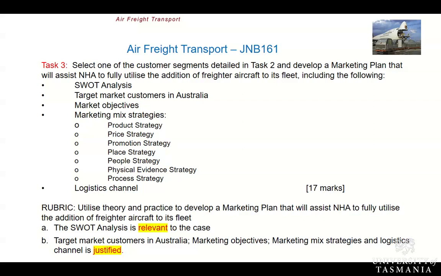So now, how am I going to mark this? This is just notionally, but it'll give you a sense of where you've got to focus your energies. Probably 3 or 4 marks for the SWOT, 1 mark for the target market, 1 mark for the marketing objectives, 1.5 marks for each of the marketing mix, and 1 mark for the logistics channel.